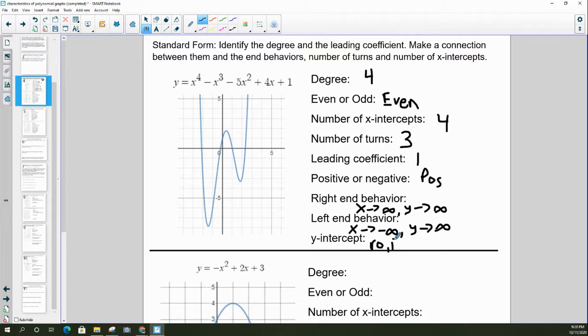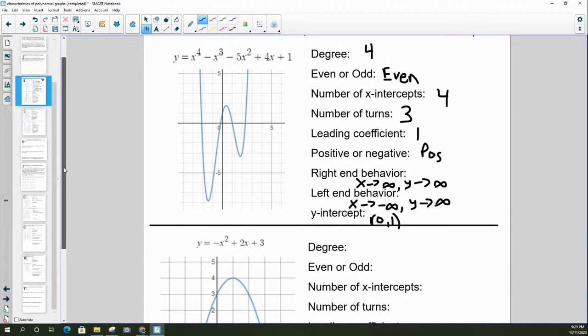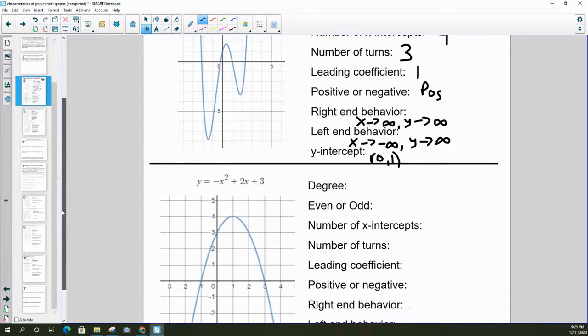So we're just making observations right now. I could have also asked you the domain and the range. When is this increasing? When is this decreasing? But I'm really trying to make a connection between the degree and the leading coefficient and how they relate to the end behavior. So we have to look at more than just one graph to determine this. So we're going to focus on a total of 4 graphs and then have a discussion.